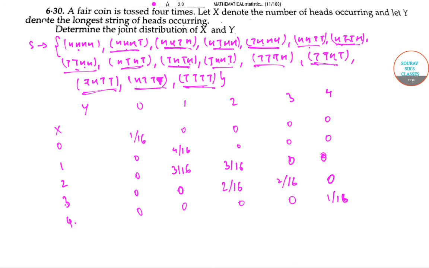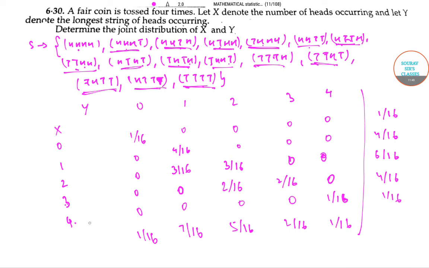Now if we sum up the probabilities row wise and column wise, we get 1 by 16, 4 by 16, 6 by 16, 4 by 16, 1 by 16, and over here 1 by 16, 7 by 16, 5 by 16, 2 by 16, and 1 by 16. And the total probability comes out to be 1.